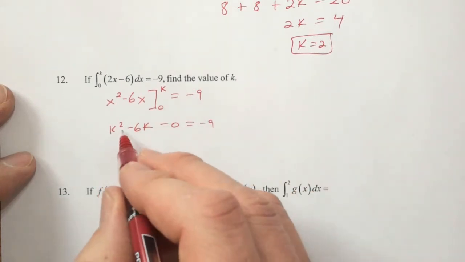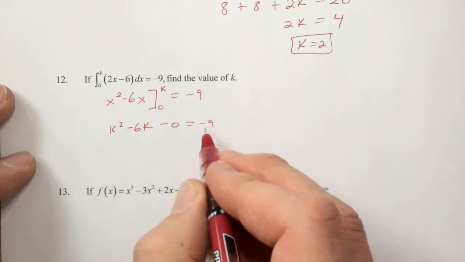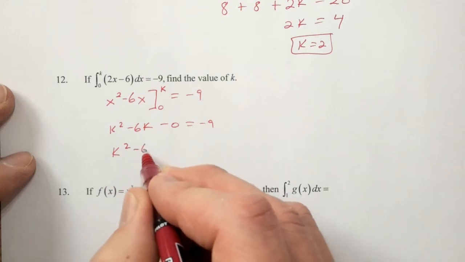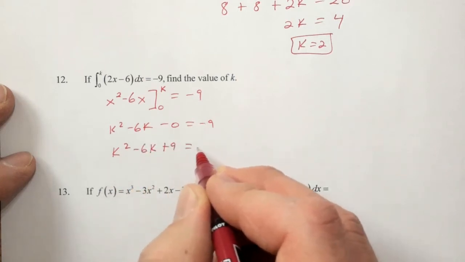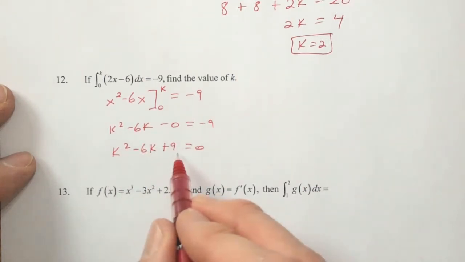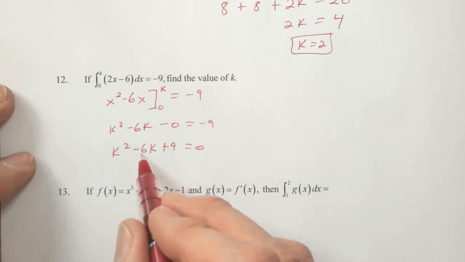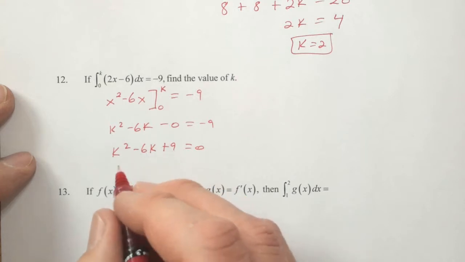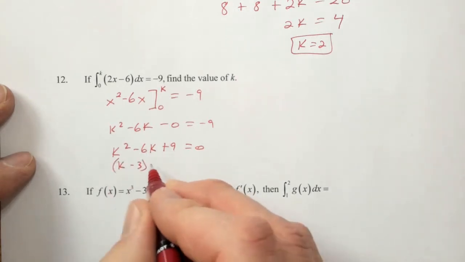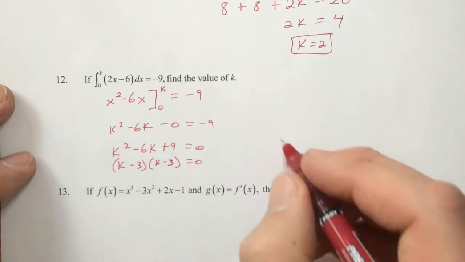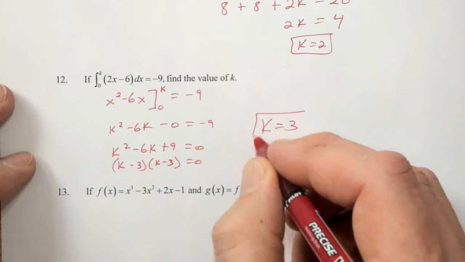We have a quadratic, which means you want the 0 on the far side. Let's add 9 to both sides. K squared minus 6k plus 9 equals 0. Now we can factor our quadratic. Two numbers which add to negative 6 and multiply to 9. Negative 3 and negative 3. So k must be 3.